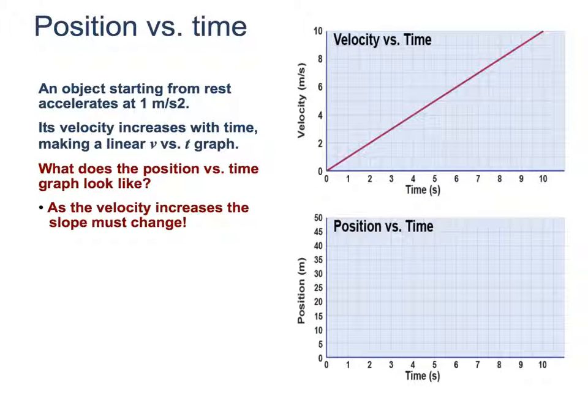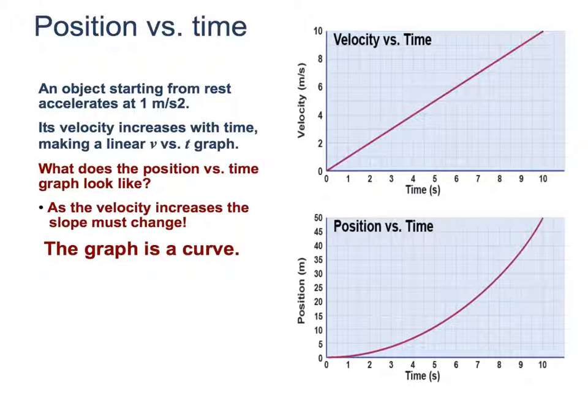So as velocity increases, the slope must change because it's getting faster and faster. So the distance time graph is going to have this curve to it as it travels up. So a big curve, because as time goes by, you're going to cover more and more ground because you're going faster and faster and faster.